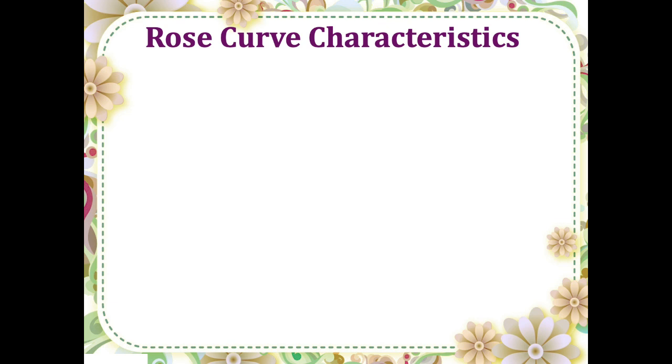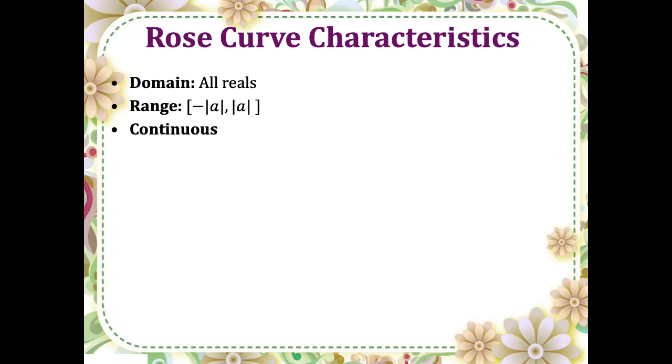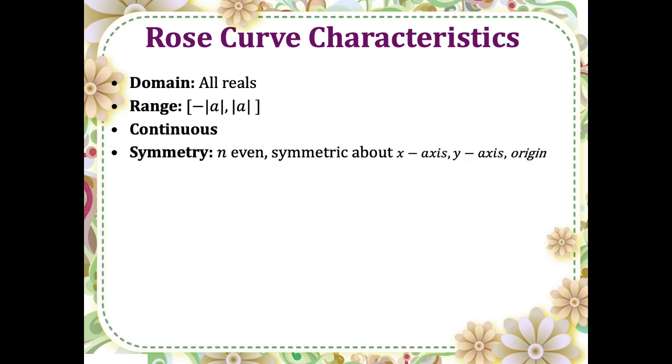Rose curve characteristics. The domain is all reals. The range is between negative absolute value of a and absolute value of a, inclusive. All rose curves are continuous. The symmetry: if n is even, then it will be symmetric about the x-axis, y-axis, and about the origin.